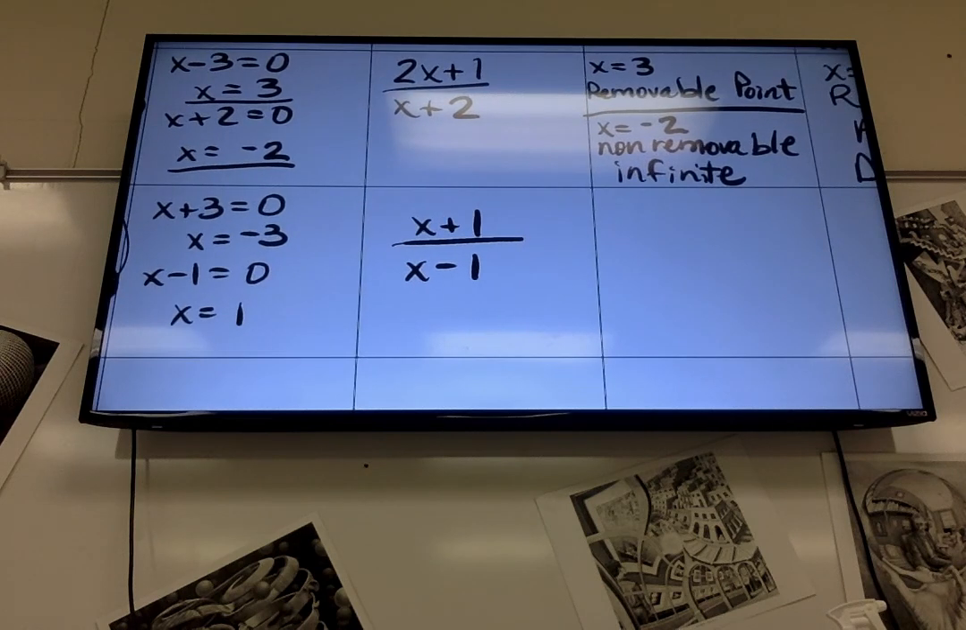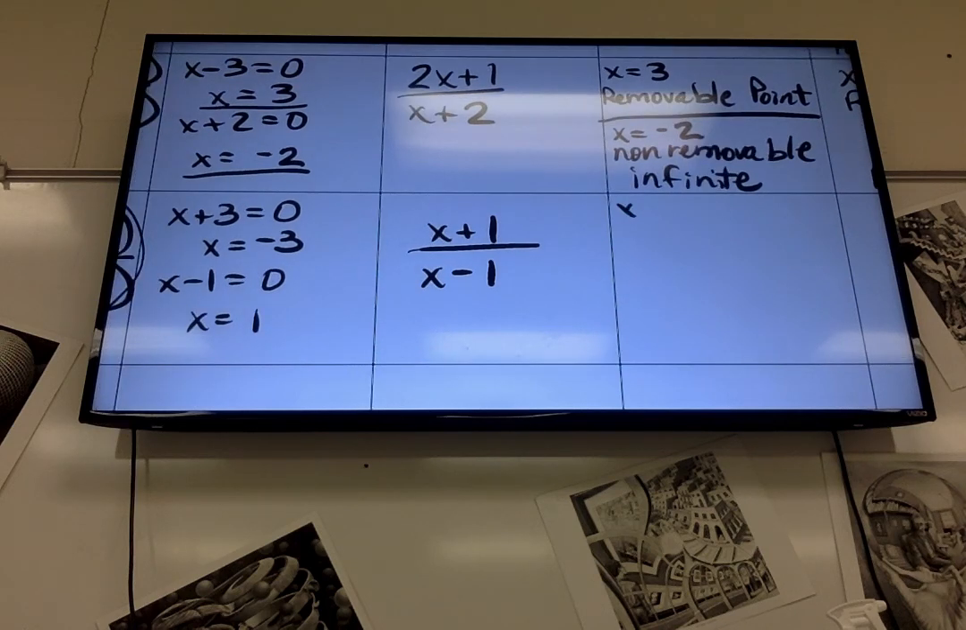Okay, we have two restricted values. Tell me what kind of discontinuities they are, Justin. X equals -3 is a removable point. Yep. X equals 1 is non-removable. Good.